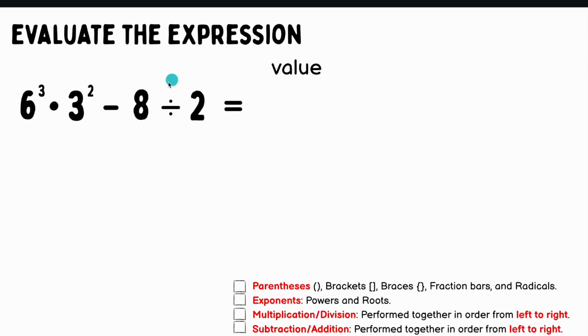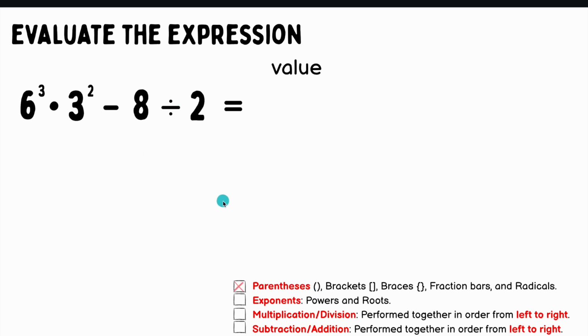Let's evaluate the expression. We can read this as 6 cubed, or 6 to the third power, times 3 squared, or 3 to the second power, minus 8 divided by 2. Remember, we have to use the order of operations. We will take a look. Do we have any parentheses in our expression?